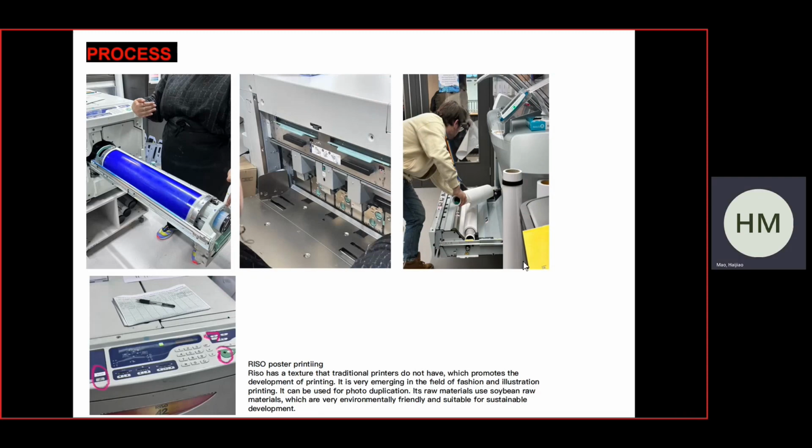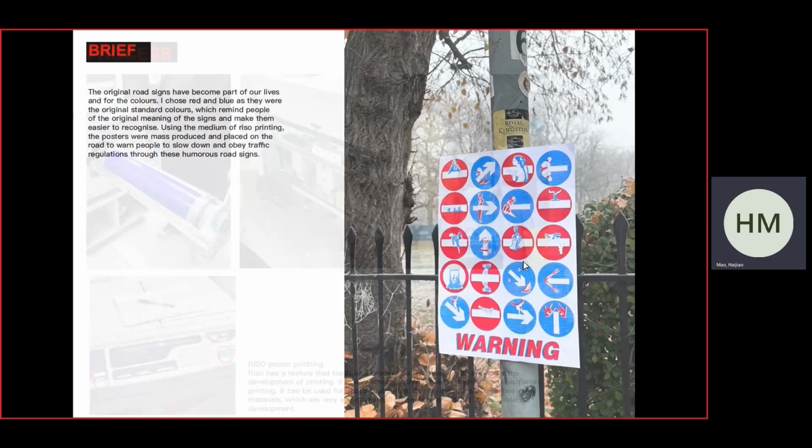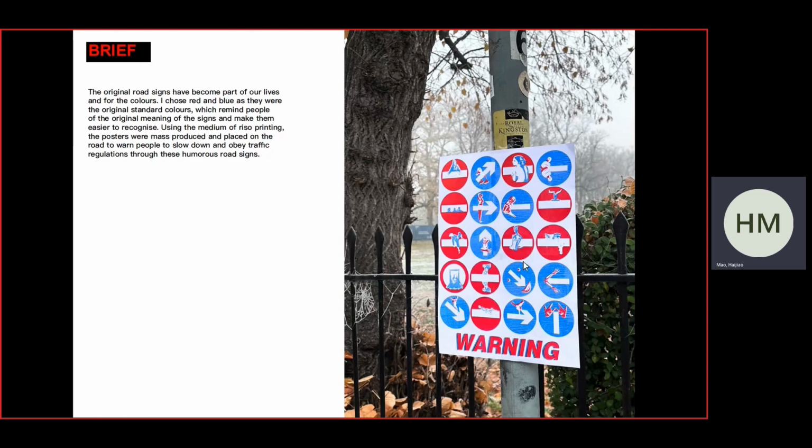This is my Riso painting process, and I think Riso has a texture that technology printers do not have, which promotes the development of painting. It is very popular in fashion and illustration painting. It can be used for photo printing. Its raw materials are soy-based dry materials, which are very environmentally friendly and suitable for sustainable development. And this is my project's brief.